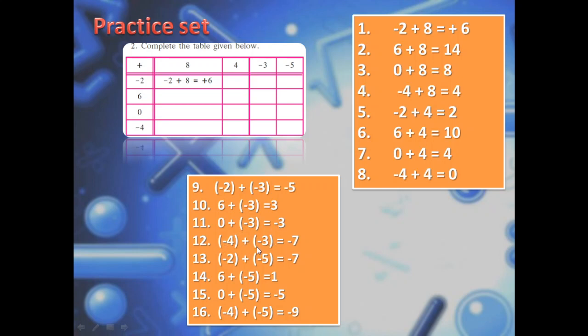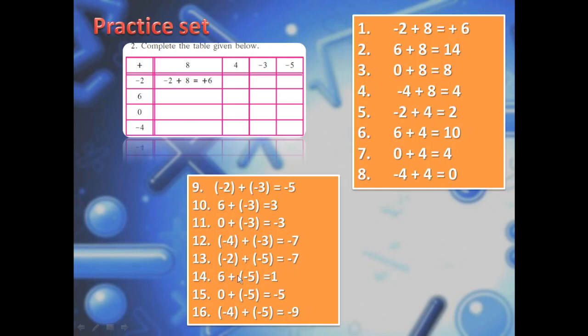Here again I have two integers with same sign. It is easy. Numbers with same sign, we have to add it. So minus 4 and minus 3, it is minus 7. 13th one, again the same thing. Integers having same sign. Just add it and put the symbol of common sign given in the question. That is 5 plus 2 is 7 and common sign is negative.